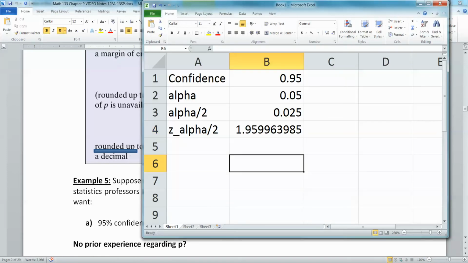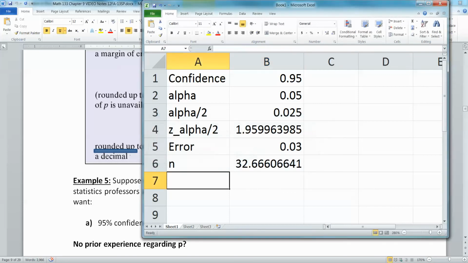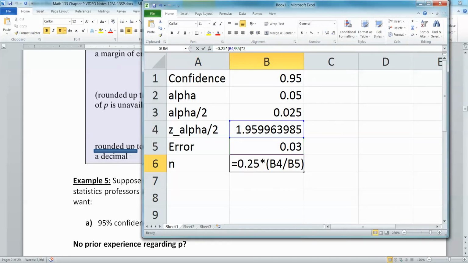Okay, so there's my alpha. So then my n, let me put in my error just for fun. Error would be 0.03, say. Okay, so then n is equal to 0.25 times this value, 1.96, divided by this error right here, squared. Not times 2, to the 2.